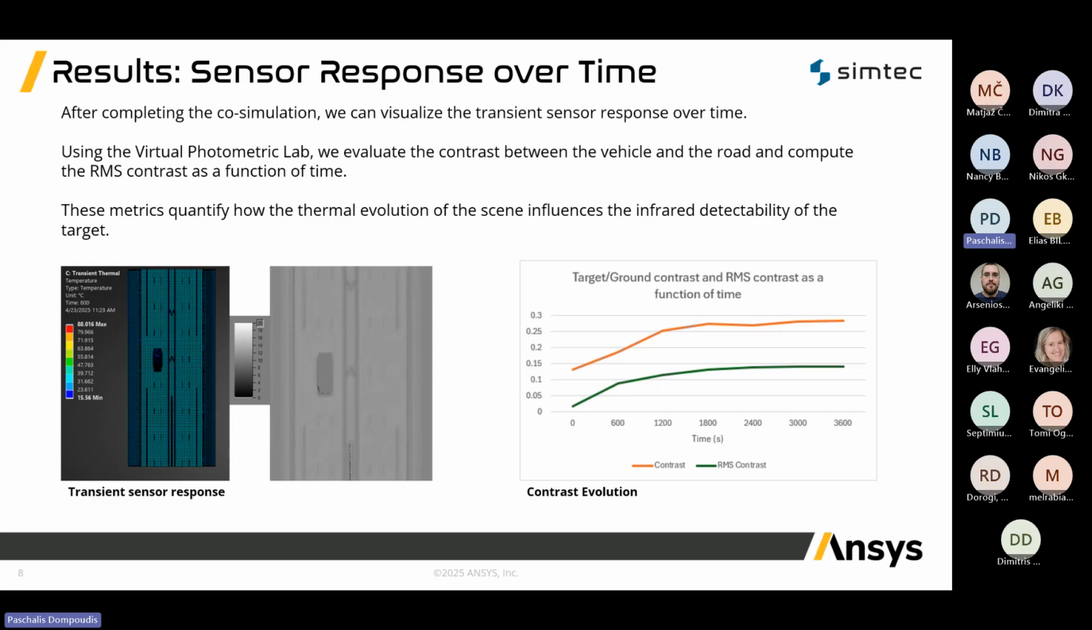The graph on the right is where we quantify this observation. It is a plot of the contrast between the vehicle and the road over time. You can see that both metrics increase as the simulation runs, and then they begin to level off as the scene approaches a stable temperature.